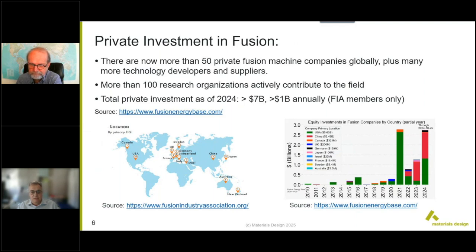Well over 100 research organizations are contributing, and I'll take some data from the Fusion Industry Association and Fusion Energy Base that's publicly available. The chart on the bottom left shows where the companies are located. The chart on the bottom right shows the level of investment. There was a spike in 2021 related to a large investment of almost $2 billion for Commonwealth Fusion Systems. But in general, you see investment in the US is ramping up, and investment in China is ramping up even faster. And of course, other countries are equally contributing.